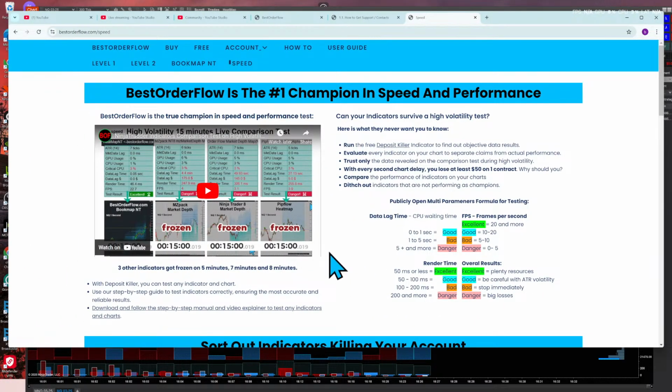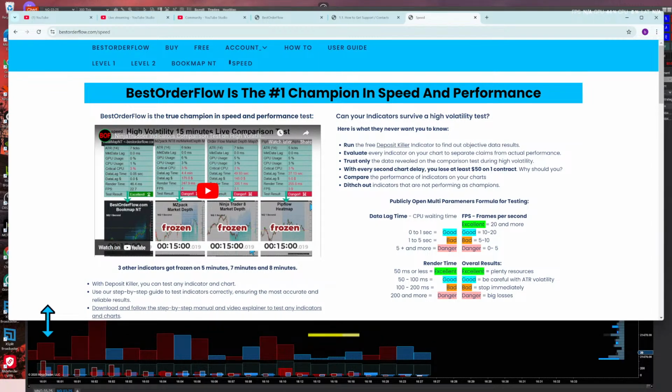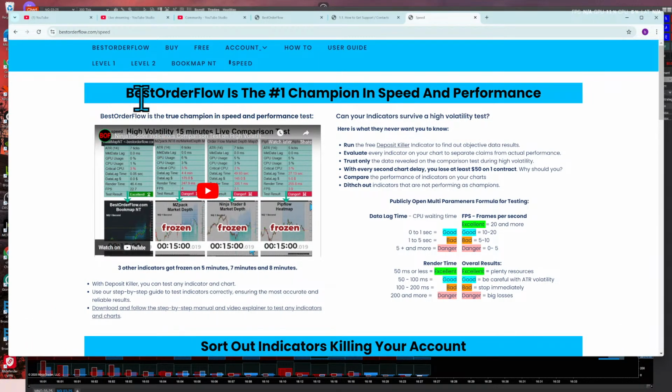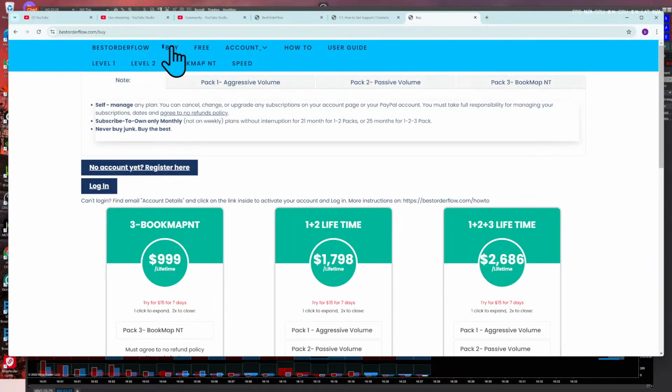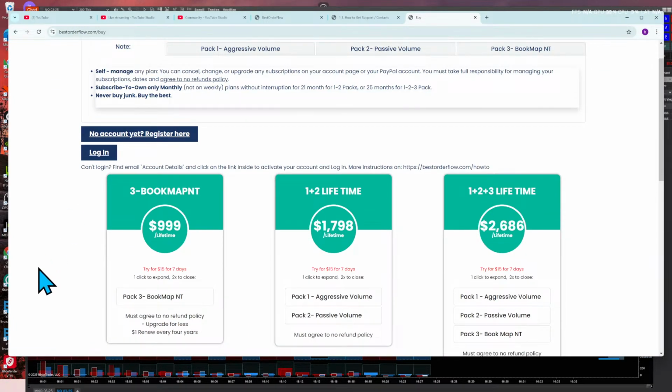Because if they don't work well at high volatility, when the market is dumping or squeezing, you will be in disarray. You'll be very upset about what kind of indicators you use. That's why you need the most reliable and the fastest indicators today, and nobody has yet proved otherwise to me: it is best order flow. You go and buy that. Don't even look at the price. Price doesn't matter, because you're going to lose $1,000 easily when your indicators are slow.